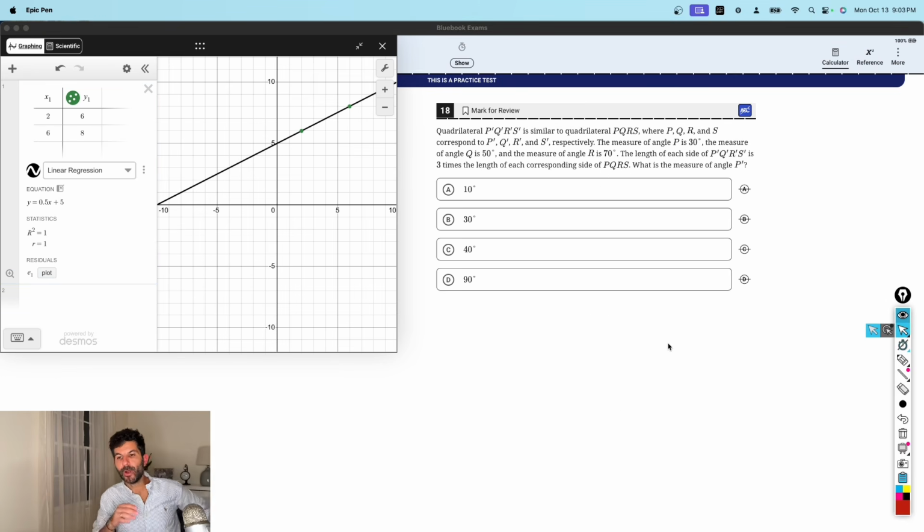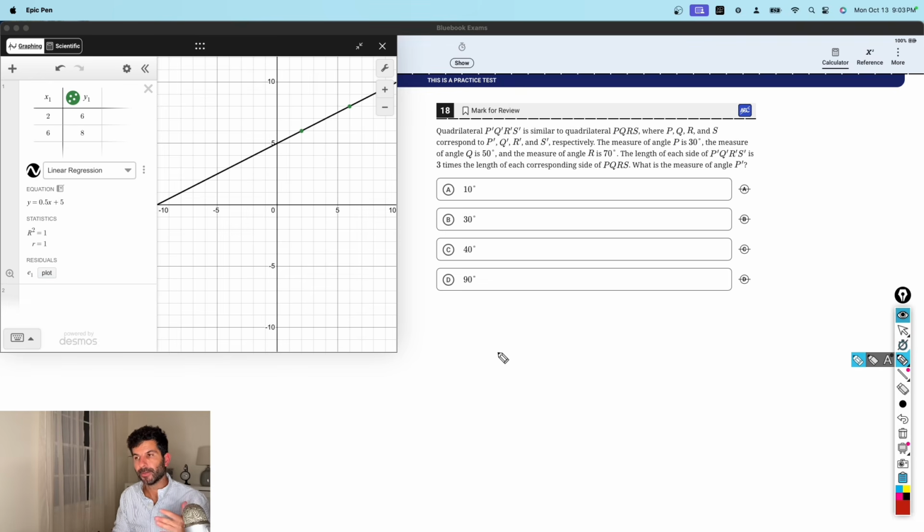Question 18, quadrilateral P prime, Q prime, R prime, S prime. All those apostrophes are to symbolize that something happened to the original PQRS. It got moved to the left, the right, up, down, dilated, shrunk, whatever. Where P, Q, R, and S correspond to those respectively. The measure of angle P is 30, the measure of angle Q is 50, and the measure of angle R is 70. The length of each side of the transformed polygon is 3 times the length of each of the corresponding sides of PQRS. What's the measure of angle P? So a classic PSAT problem, SAT problem even at that.